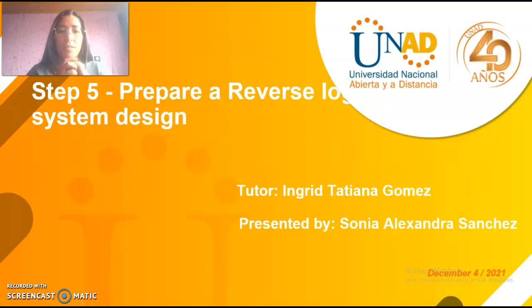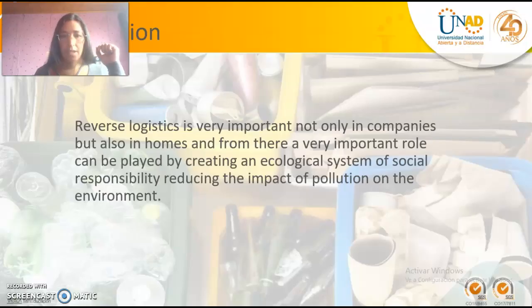Today we talk about step 5, prepare a reverse logistics system design. Introduction. Reverse logistics is very important not only in companies but also in homes, and from there a very important role can be played by creating an ecological system of social responsibility, reducing the impact of pollution on the environment.